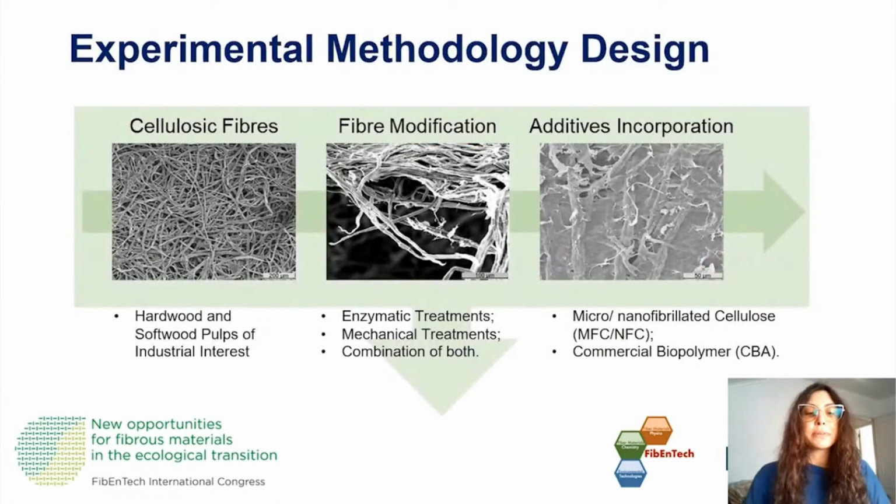So the experimental planning consisted of the selection of different cellulose pulps obtained from species and processes of industrial interest. The fibers were modified and optimized for softness, strength, and absorption properties using enzymes and mechanical treatment. The incorporation of different additives was also investigated, namely the incorporation of micro-nanofibrillated cellulose and biopolymers.